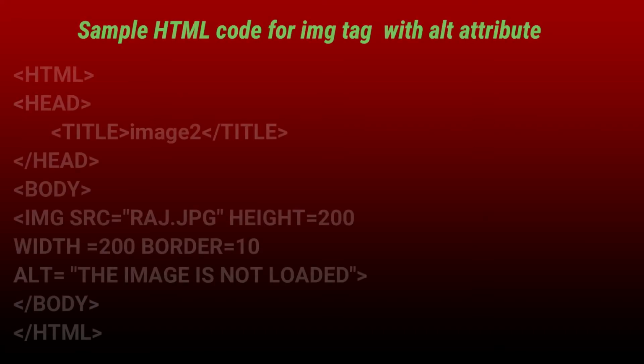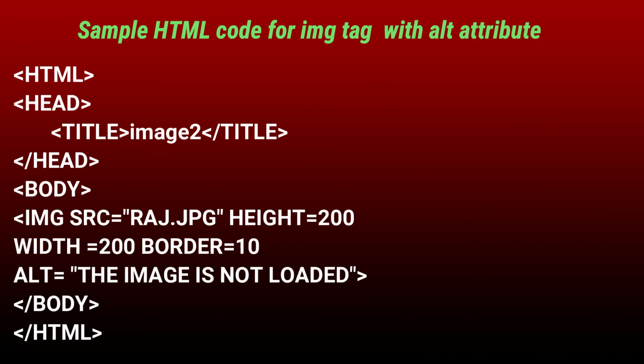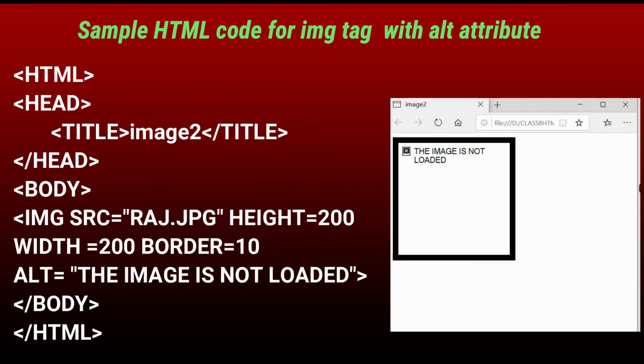This code is exactly similar to the previous code, just there are two changes. In place of touch.jpg, I have written raj.jpg, and I have added another attribute, the alt attribute. If you look at the output, you will see that the image is not displayed because I don't have any picture known as raj.jpg in my file. In place of the picture, the text inside the alt attribute is displayed because the image is not loaded.